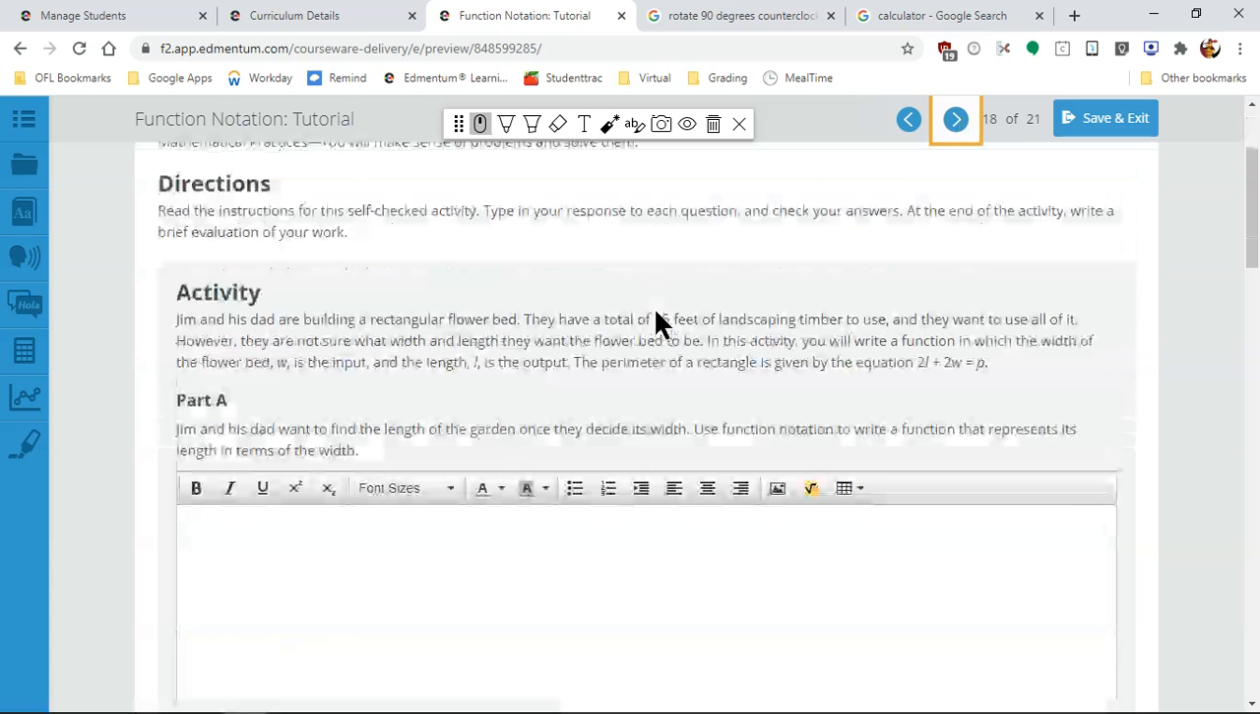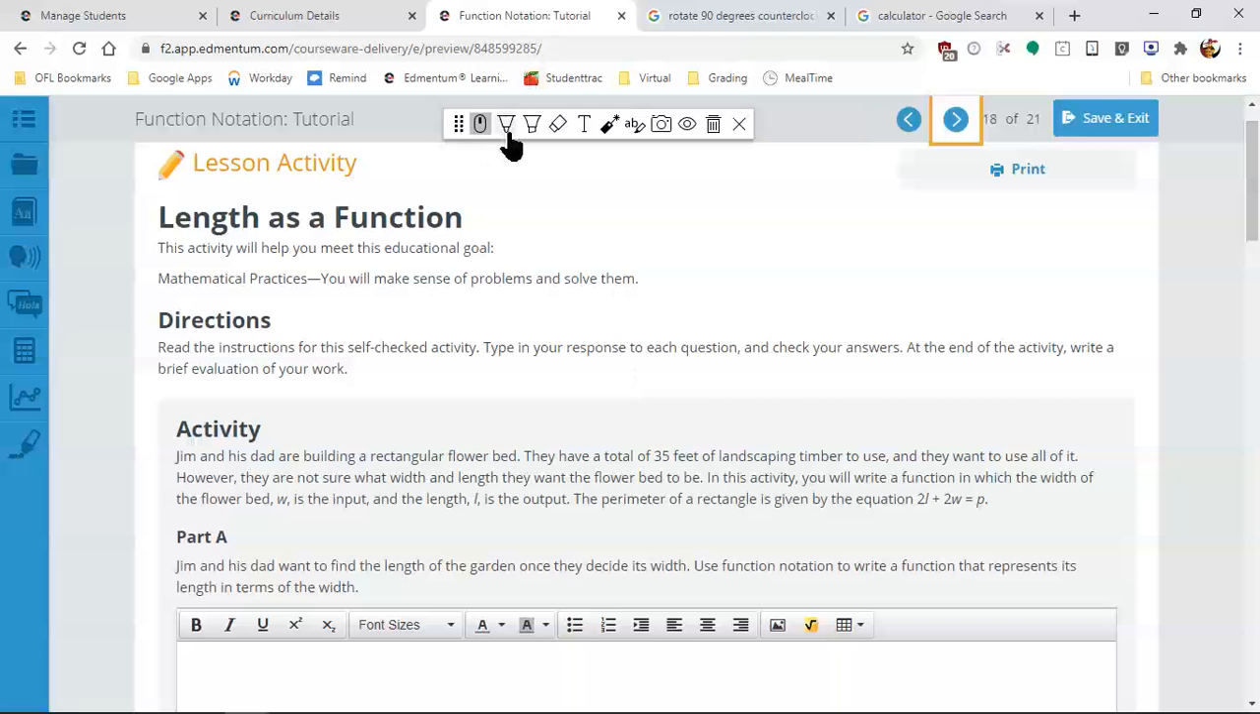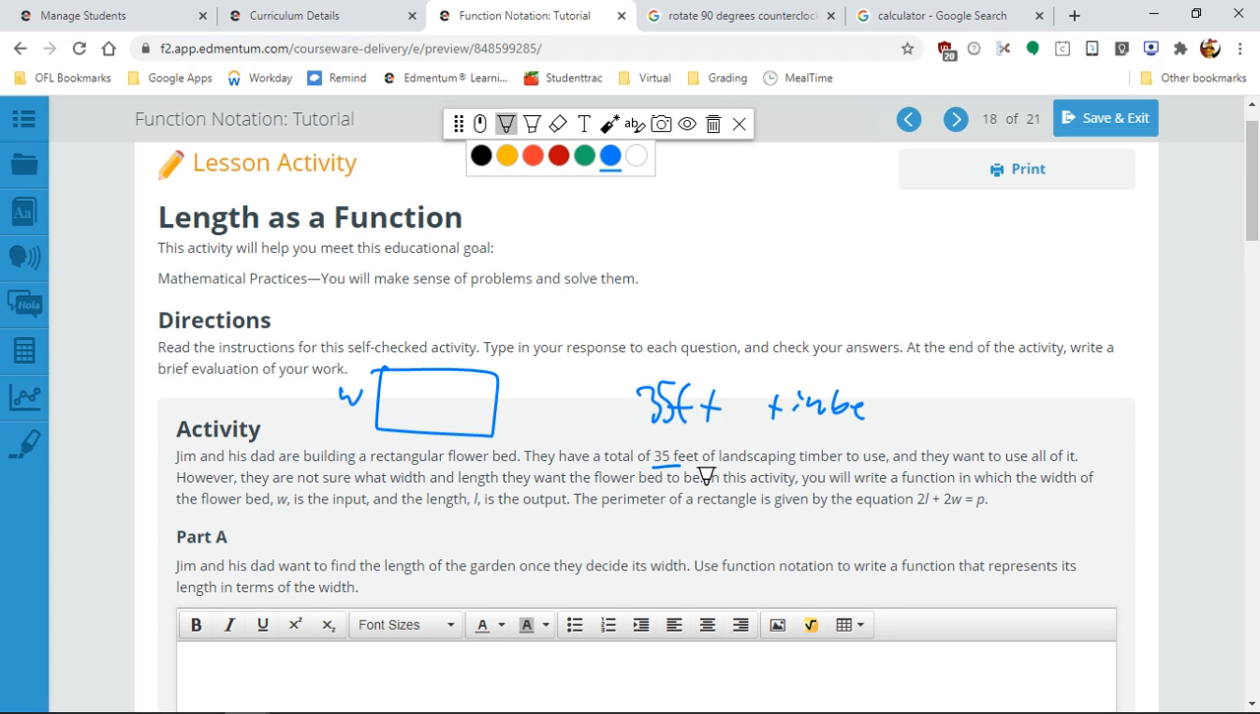All right, moving on. So now we're talking about the length of a function. Jim and his dad have a flower bed, and the total is 35 feet of landscaping timber. They want to use all of it. However, they are not sure of the length, so they have no idea what their length and width are.